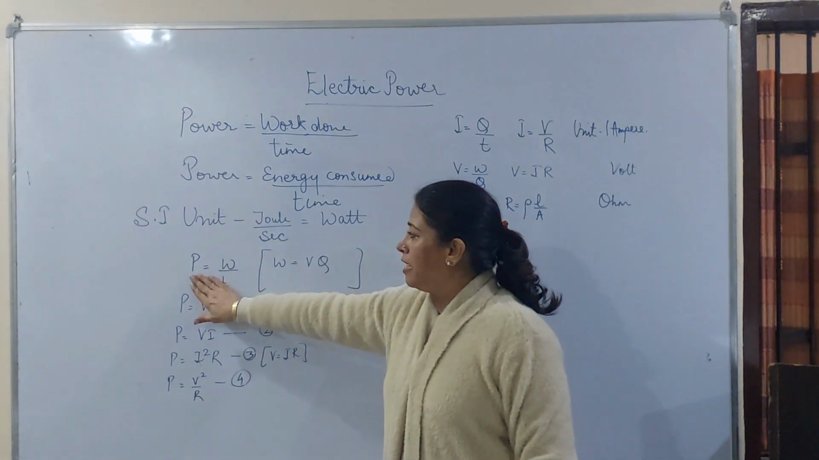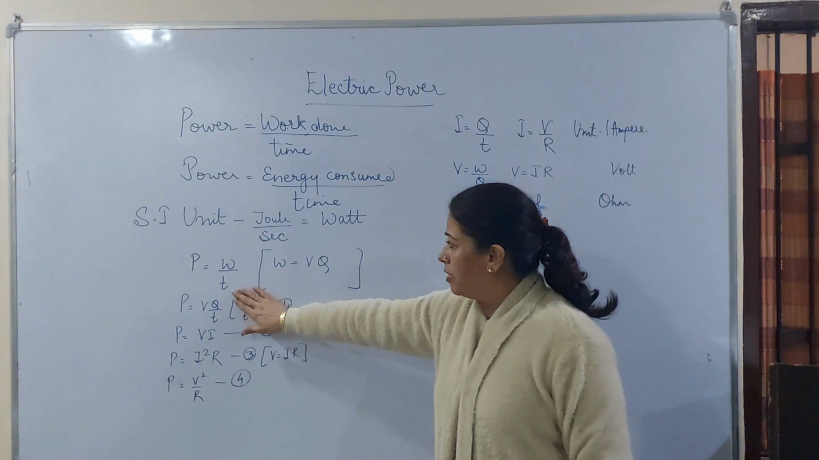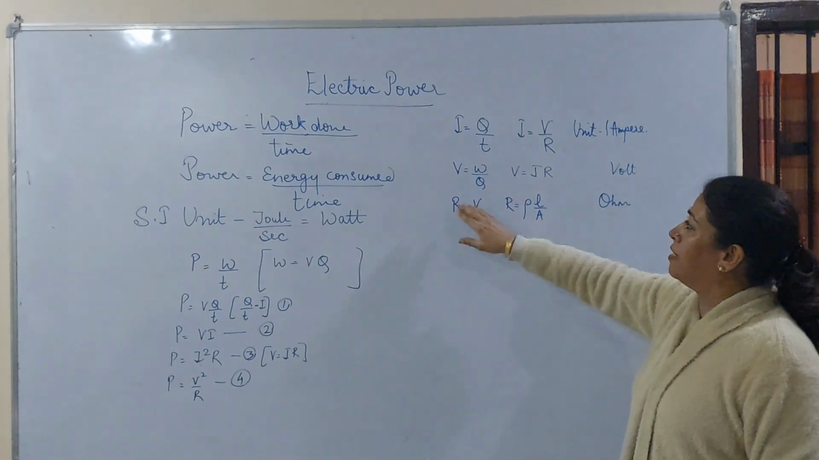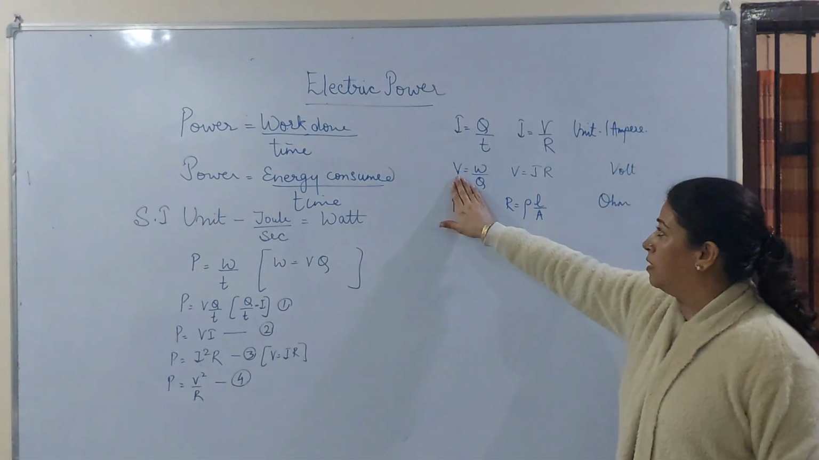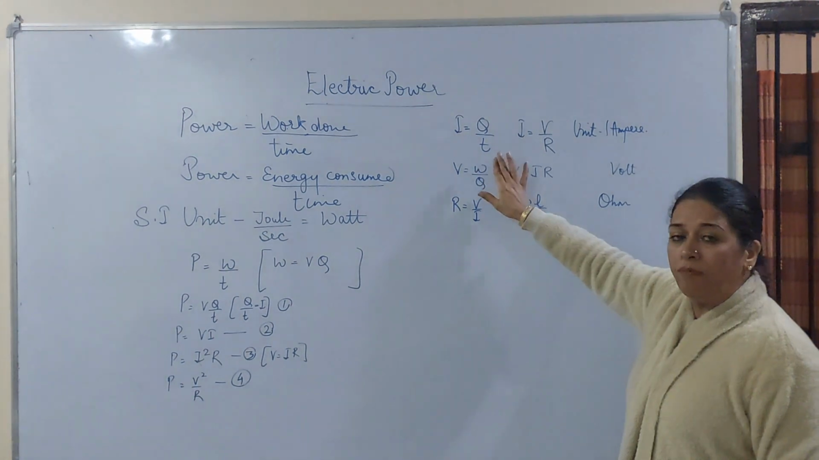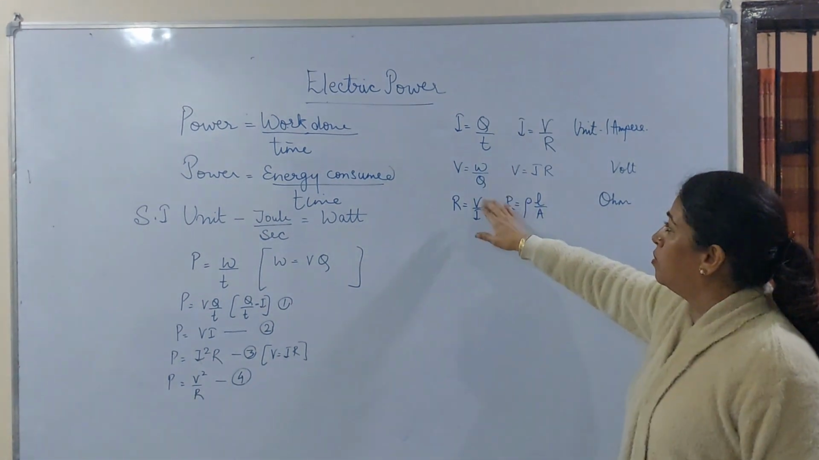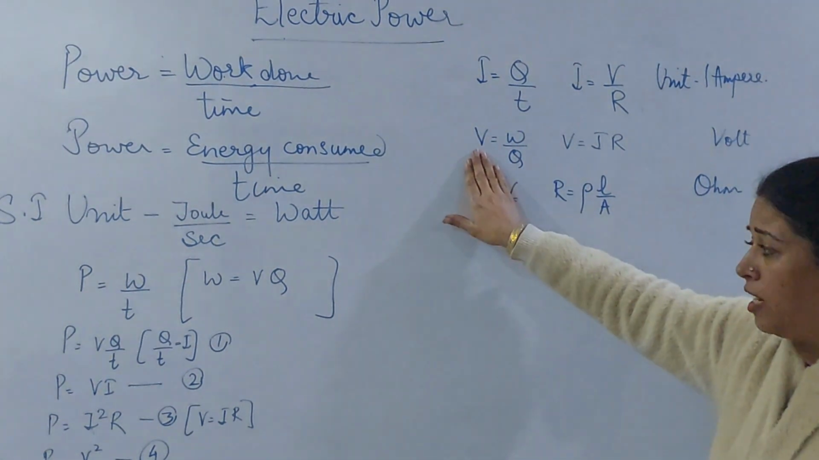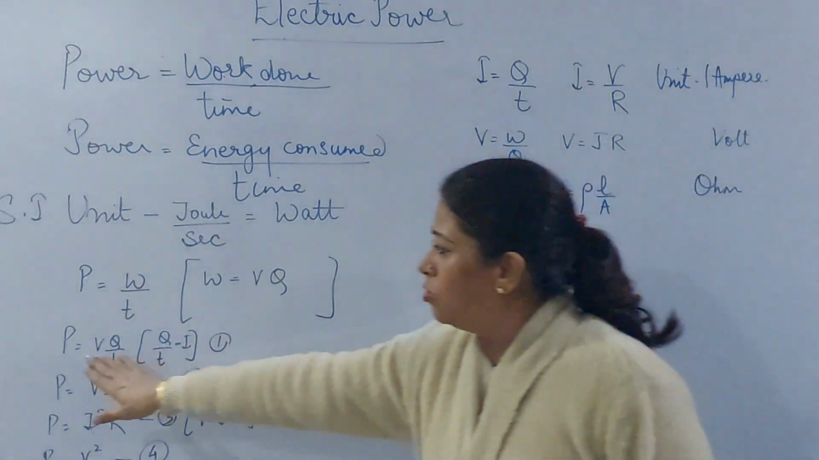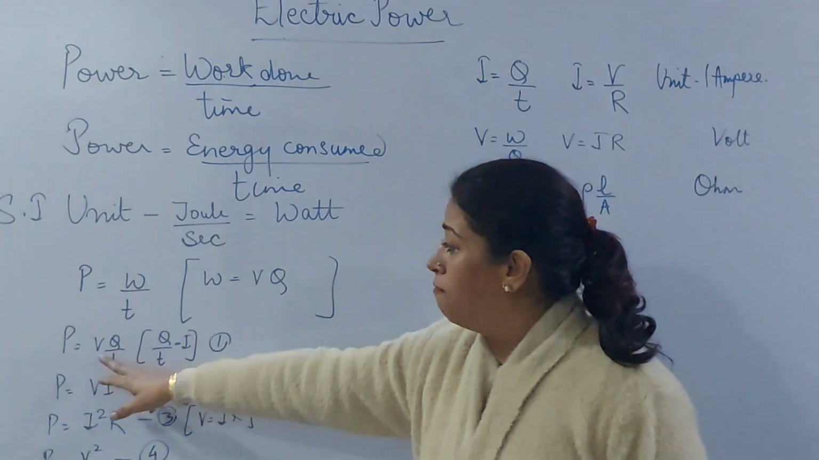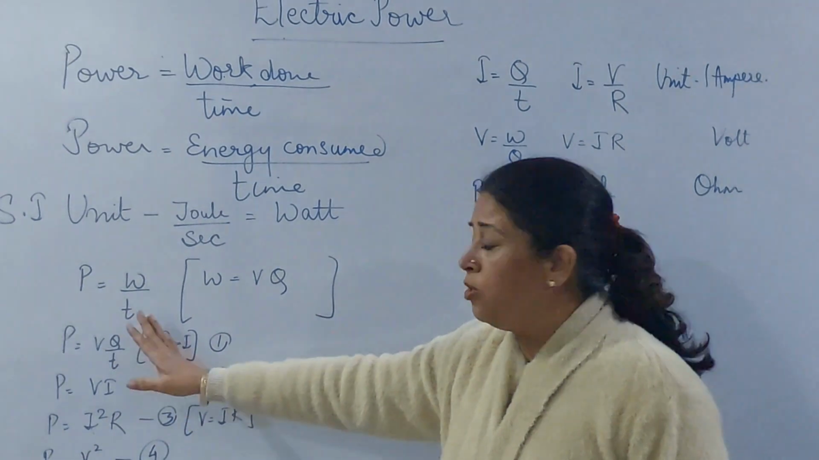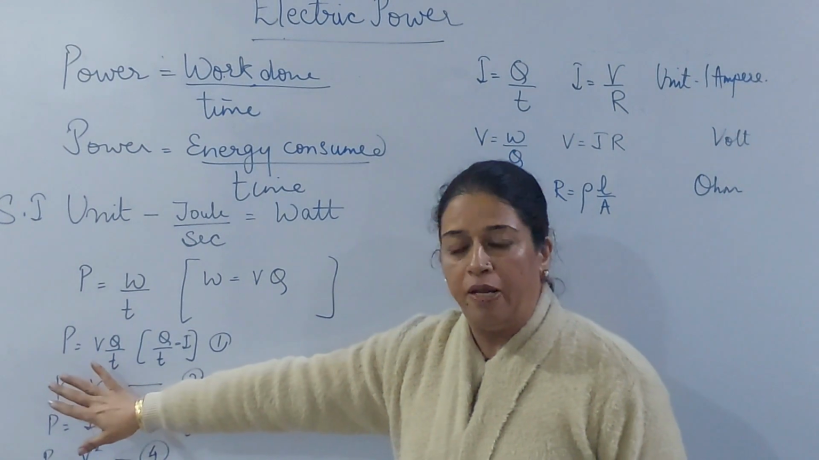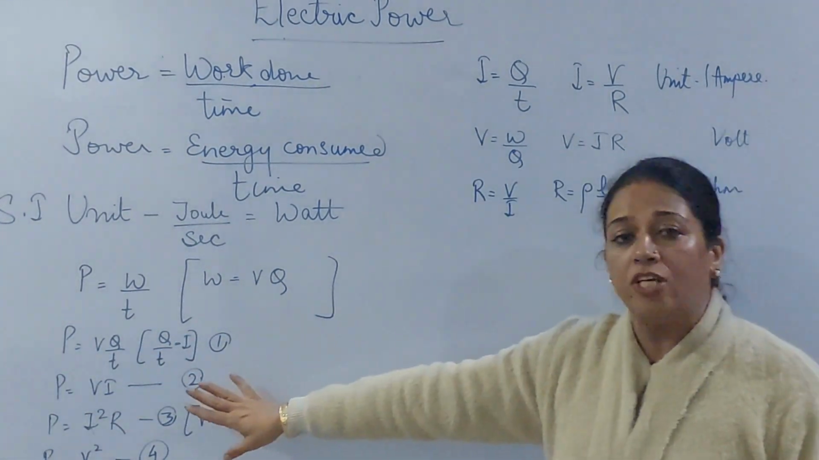Now power, if we say, is work done upon time taken, we can also derive the value for work. We've already done in the previous lecture that V is equal to W upon Q. From that I can also write W, that is work done, as a product of voltage and charge. So putting these values here, I get P is equal to V into Q upon T. But you all know that Q upon T equals I. So I can also write electric power as the product of voltage and current.